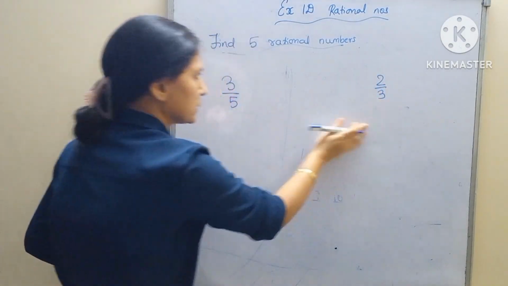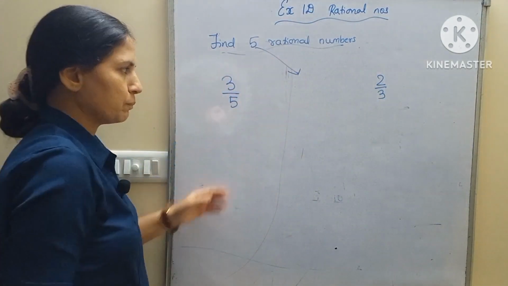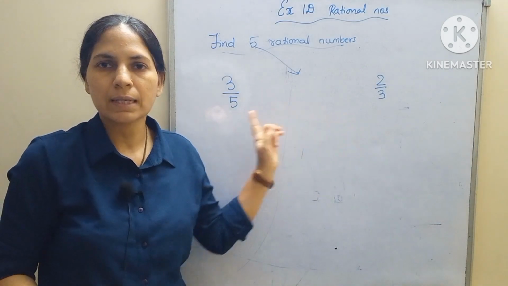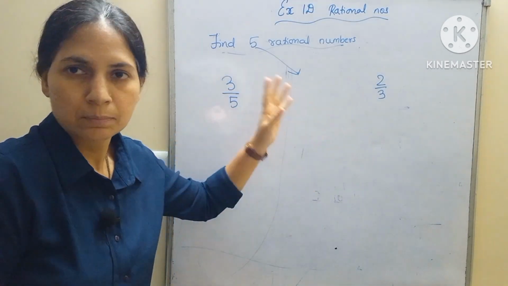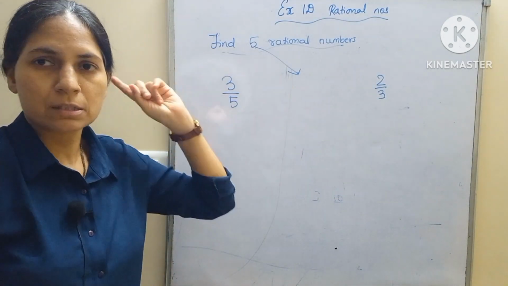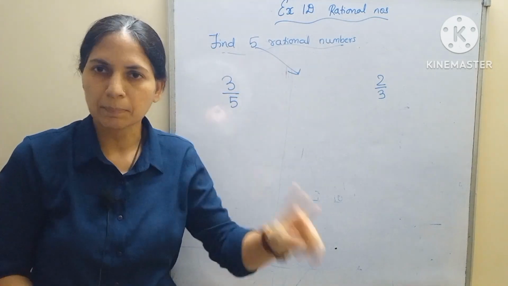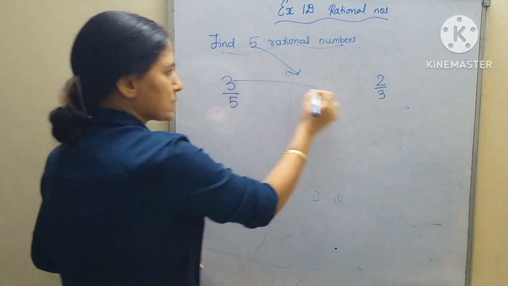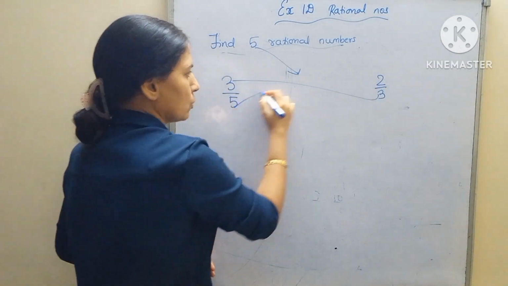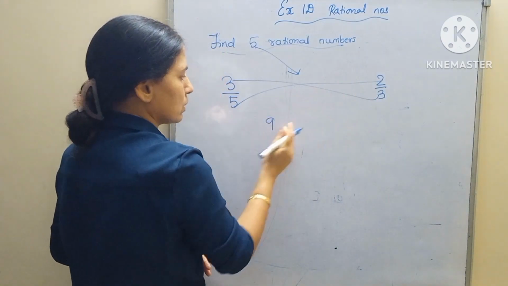Step 1. You have to find 5 numbers in between. Step 1. Find the LCM of 3 and 5. LCM of 3 and 5 is 15. Instead of going in for LCM, you can do a cross multiplication also. What is 3 3s? 9. What is 5 2s?